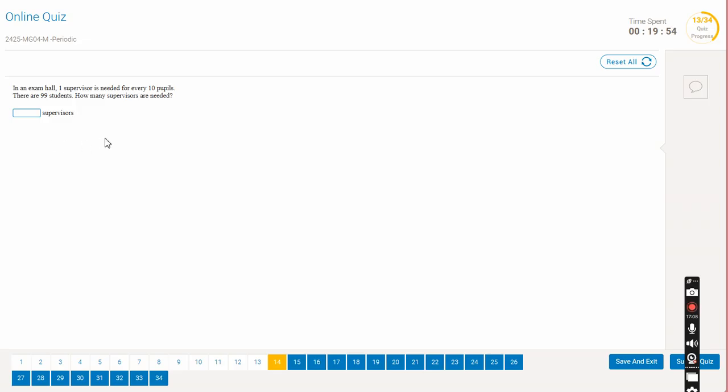So in an exam hall, a supervisor is needed for every 10 pupils. There are 99 students. How many supervisors are needed? So remember, there are 99 students, and for every 10 students there is one supervisor, right? How can you do this directly? You can just divide 99 students by 10, right?